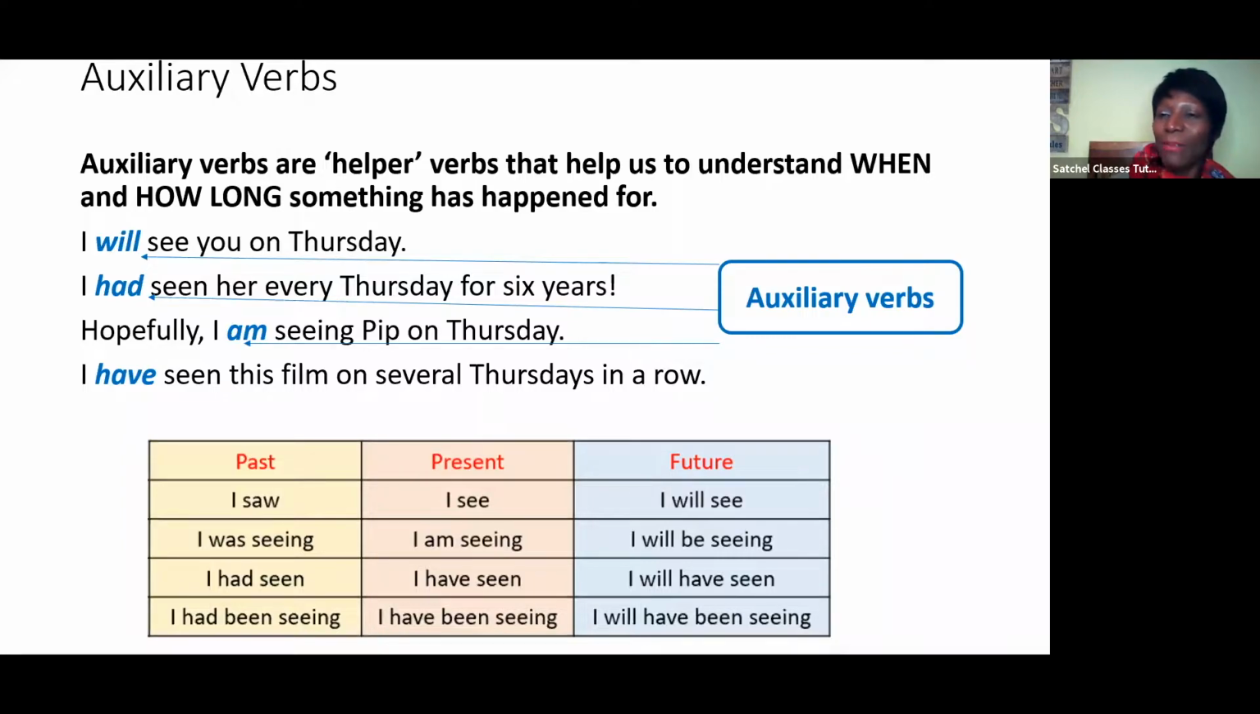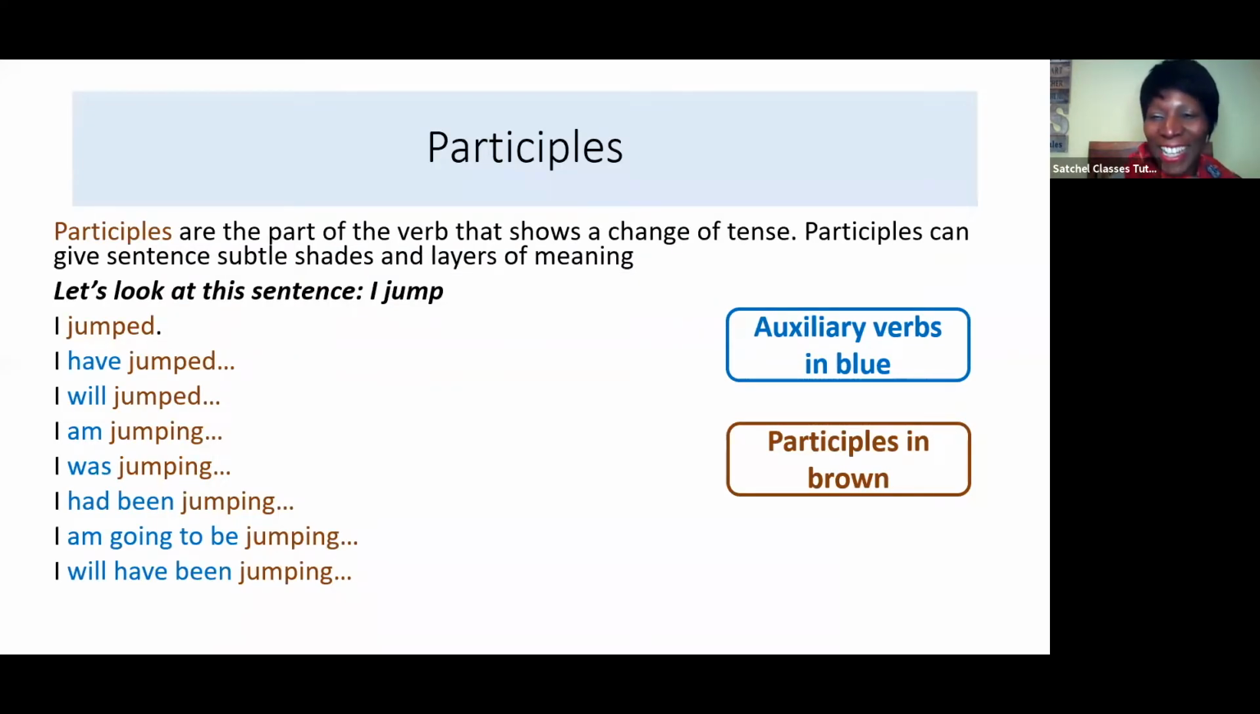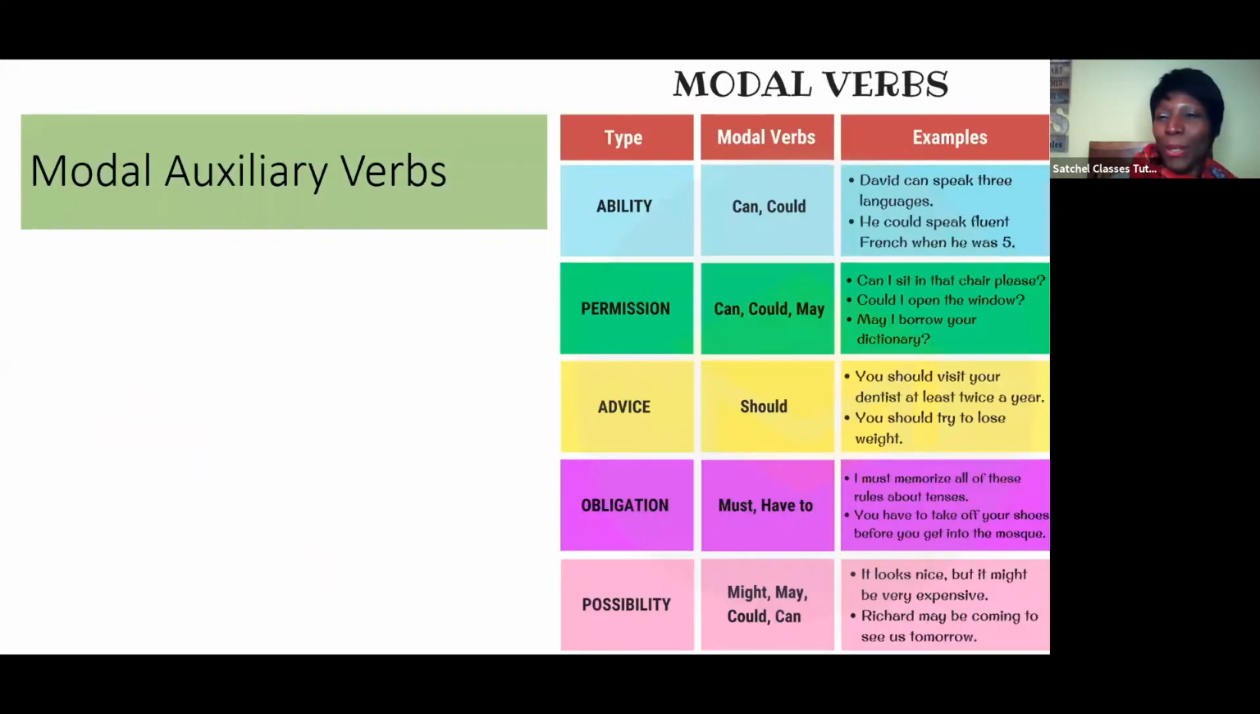But we also have participles. And you can see that the main verb has changed to an ed verb or an ing verb. So with these sentences, I jump, I have jumped, I will jump, I am jumping, I was jumping, I had been jumping, I'm going to be jumping, I will be jumping. These use auxiliary verbs, have and will and am, but they also use participles, the ed form of to jump, jumped and jumping.